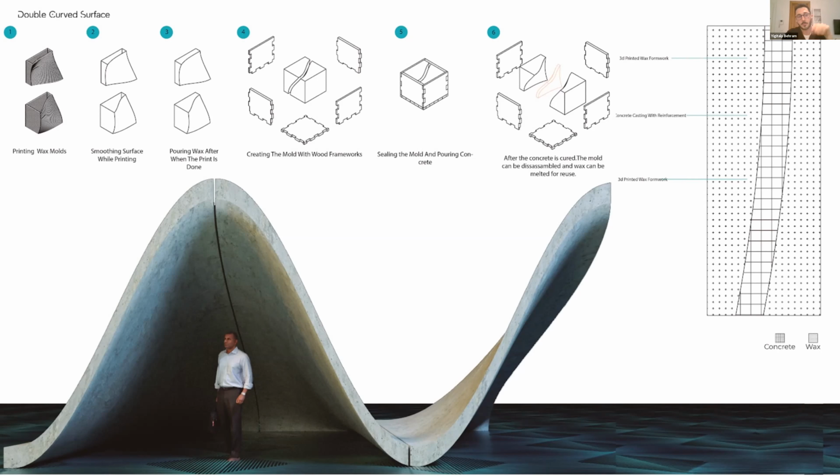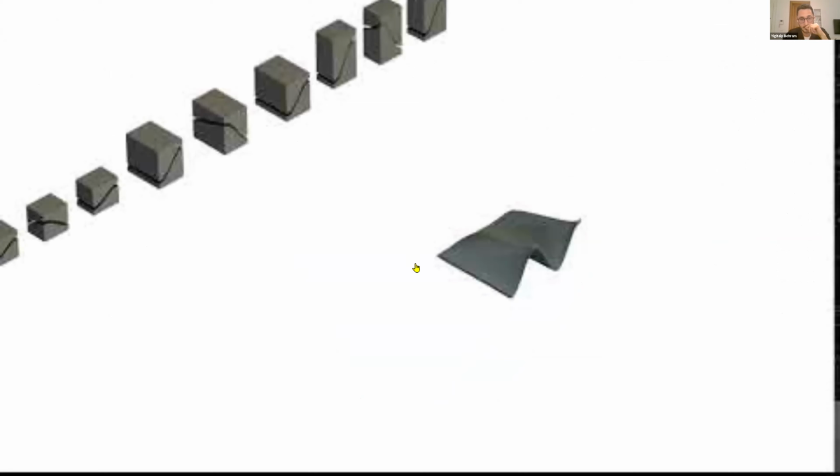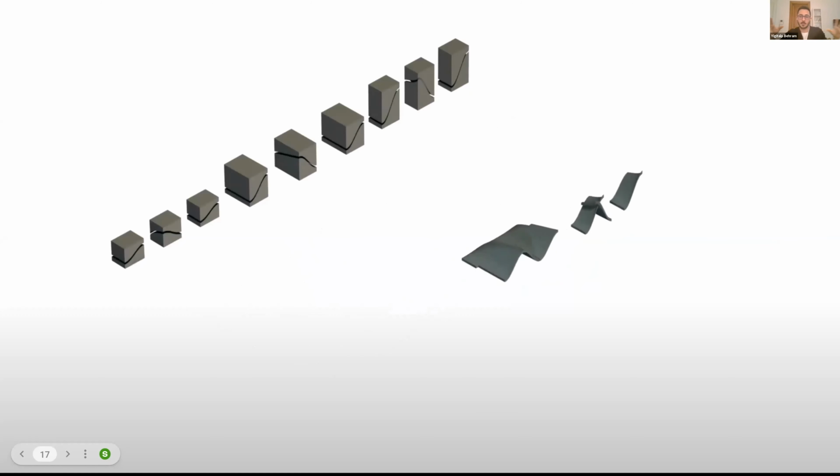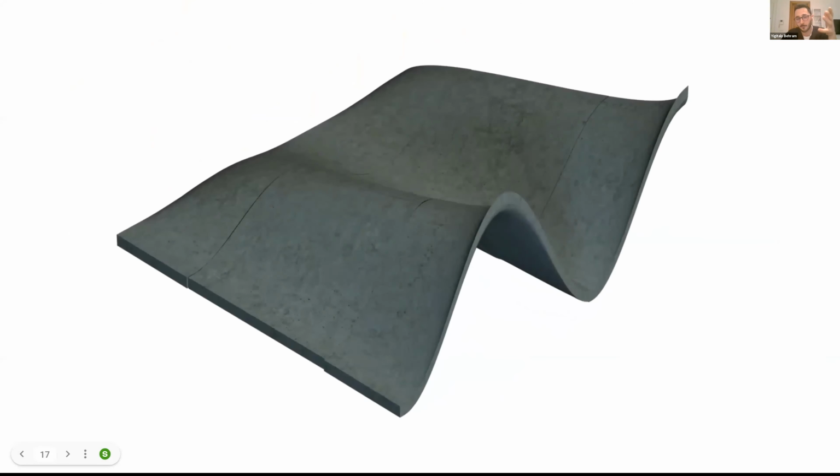So I came up with this idea: I can 3D print the wax molds and I can smooth them. And then I can cast the concrete to create this double curved surface. And I can repeat this and divide it into equal parts. I can then assemble these parts together to have this.